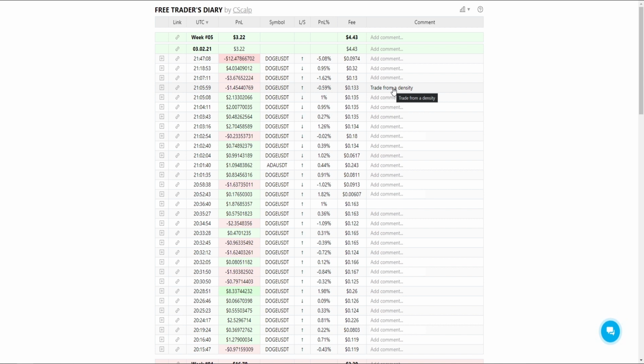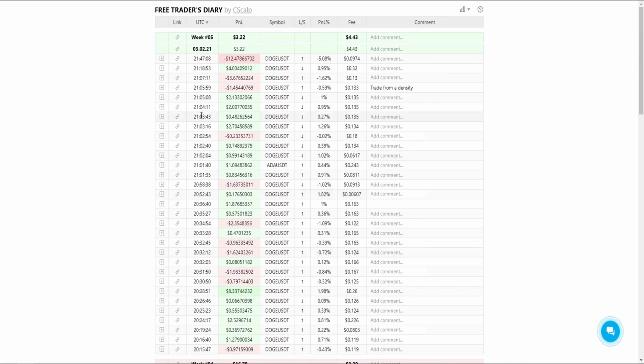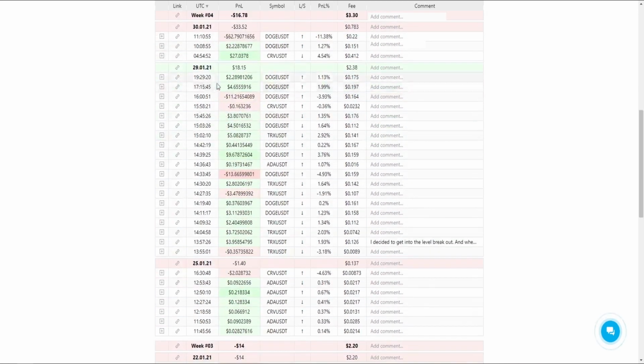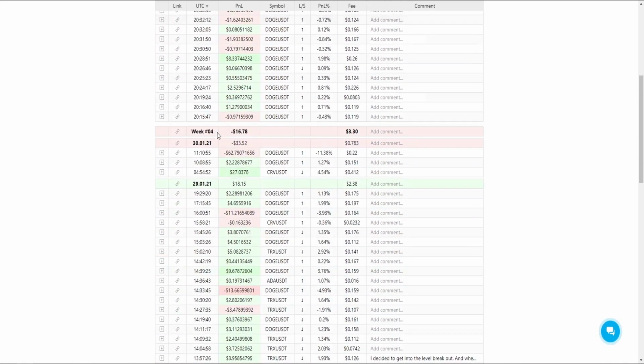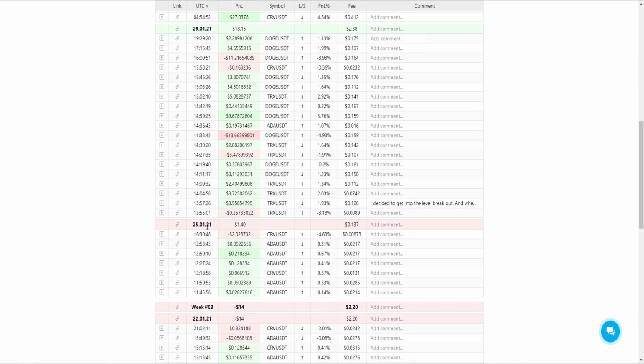So trades form days, and days, as you can see here, are grouped into weeks. Here we can see all the trades that were made on this day, and here's the summary of the previous week. We can see the summary of trading days.